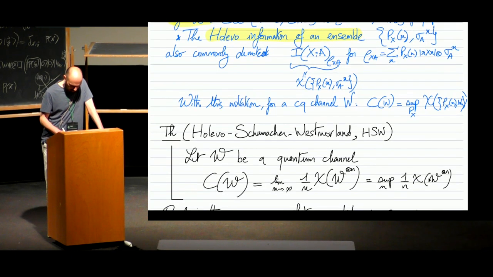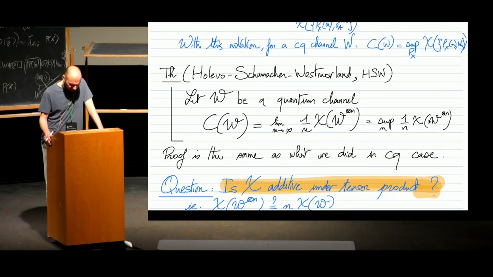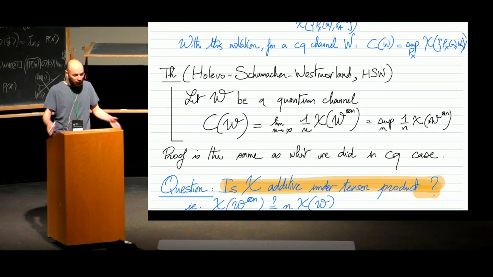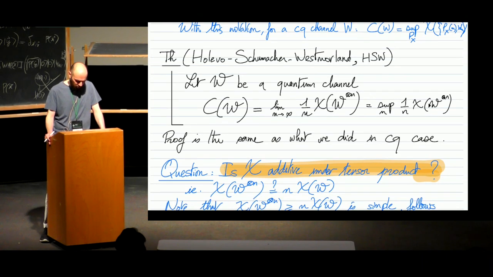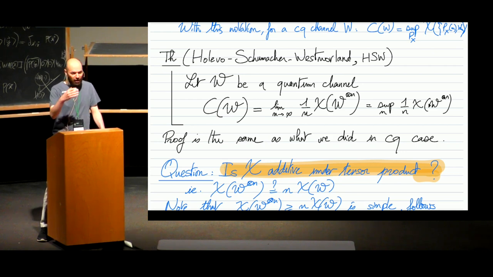Okay, good. So now let me state what the main theorem for general quantum channels is, as far as the capacity is concerned. The capacity is the limit as n goes to infinity of 1 over n times the Holevo information of the channel tensor n. So this is the equivalent of the expression we had before having the simplifying lemma, in the CQ case.